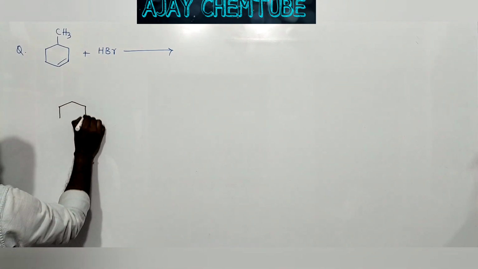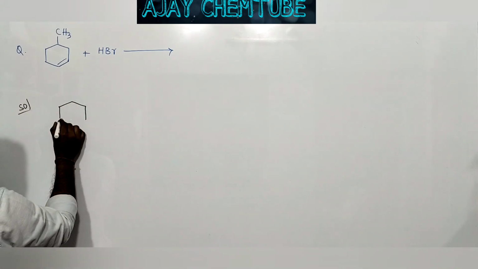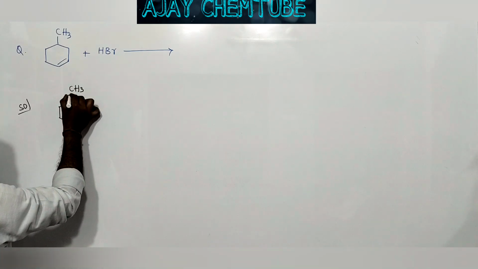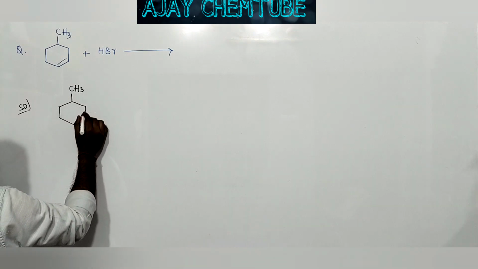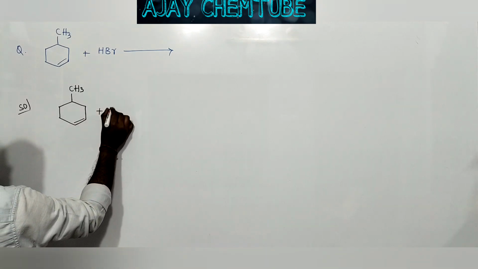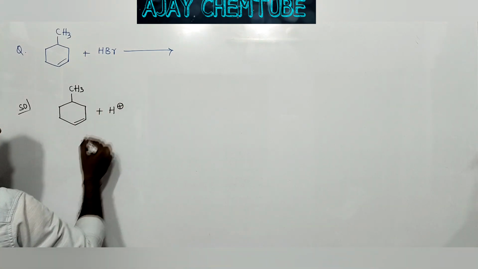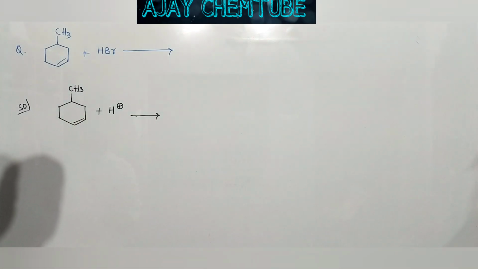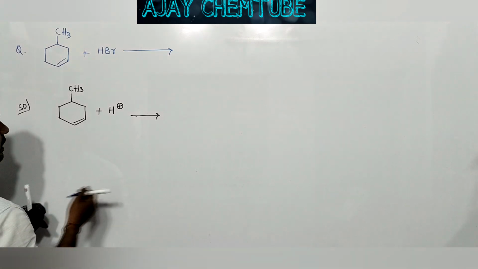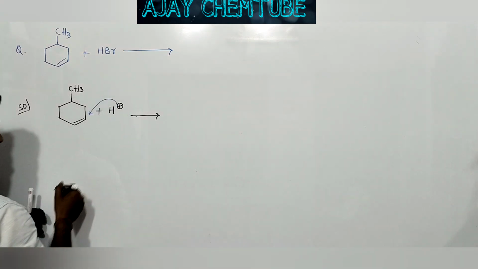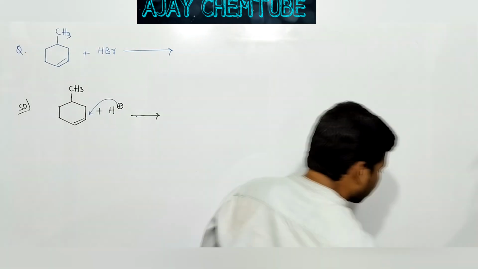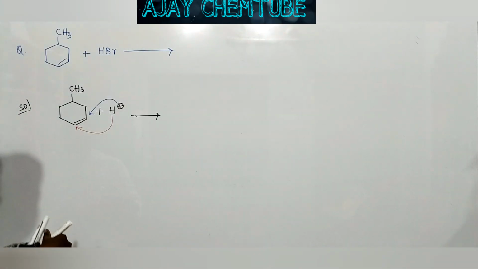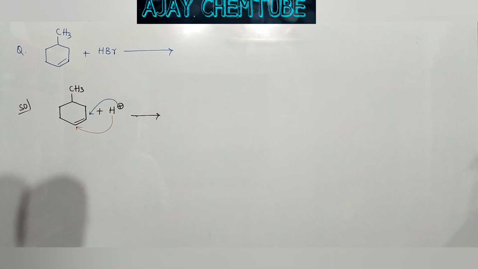If you see the mechanism, first is the addition of H plus. Sometimes they will give the thick line, wedge, dash formula. First, addition of H plus here. H plus addition gives both two possibilities. What are the two possibilities? H plus addition may take place here, or H plus addition may take place here.